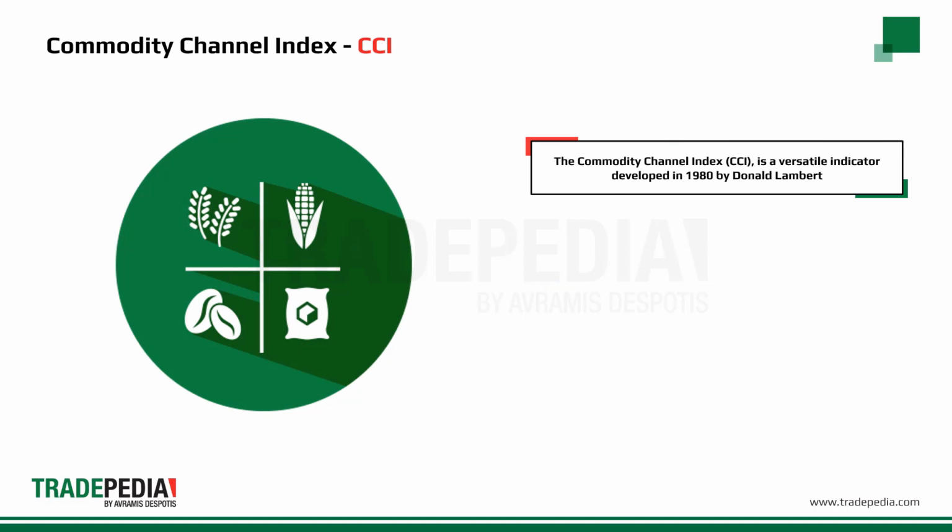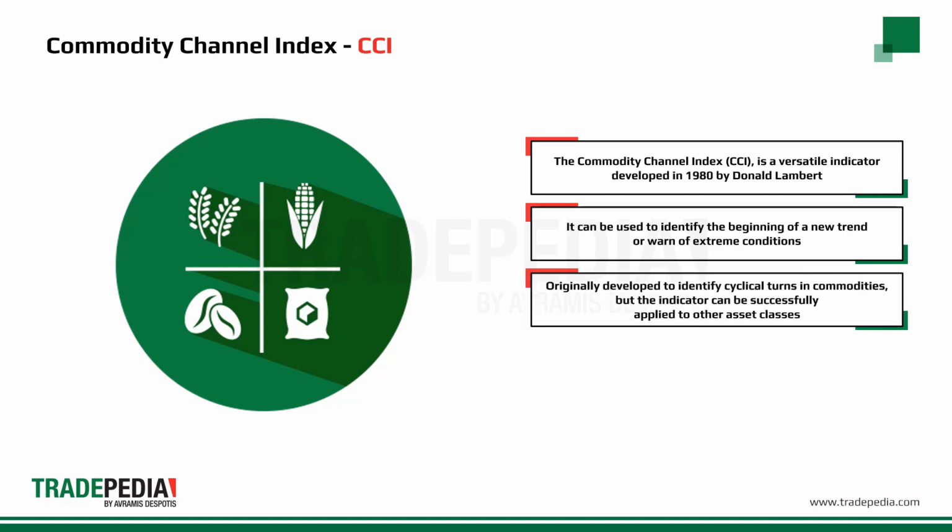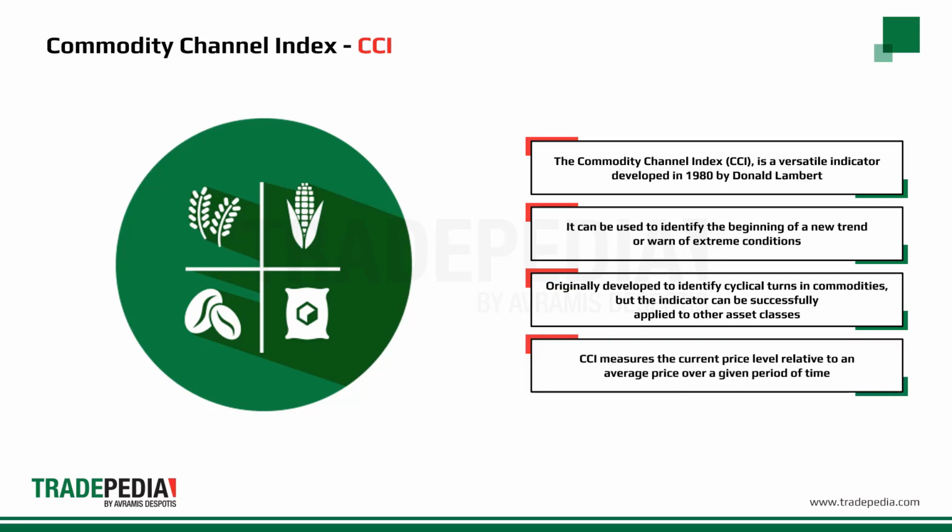The Commodity Channel Index, also known as the CCI, is a versatile indicator developed in 1980 by Donald Lambert. It can be used to identify the beginning of a new trend or warn of extreme conditions. The CCI was originally developed to identify cyclical turns in commodities, but the indicator can be successfully applied to other asset classes. CCI measures the current price level relative to an average price over a given time period.